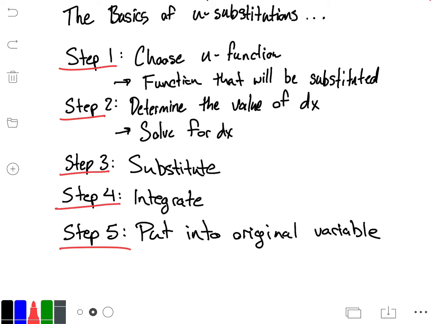Step 3, we're going to substitute in our u function. This is the point where you'll learn if you messed up your initial selection of your u. For step 4, we're back to good old-fashioned integration. This is something you've probably done close to 1,000 times at this point. And finally, this is where we get to put in our original variables. We substitute out our u's for our original functions. Let's go ahead and dive into an example.